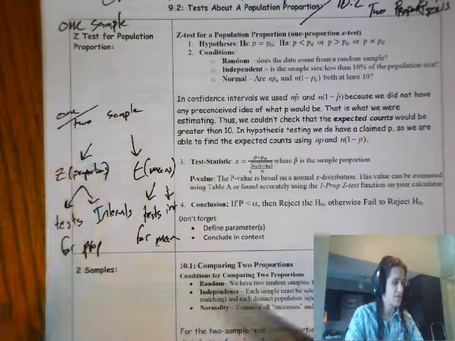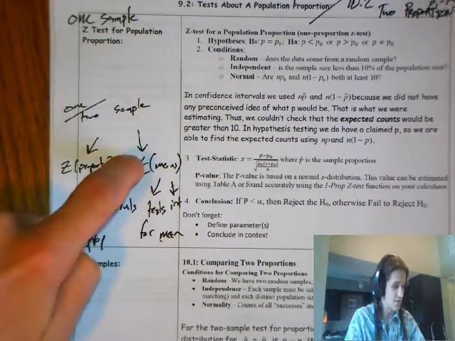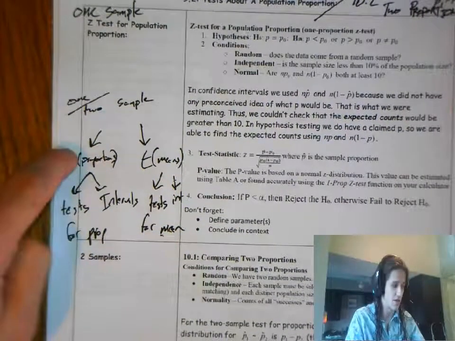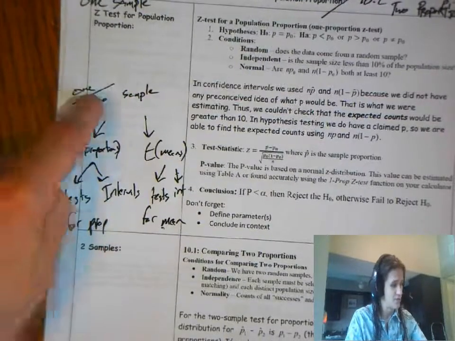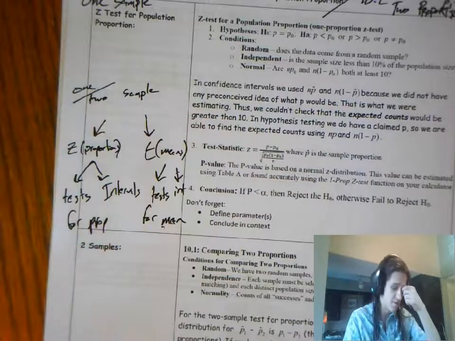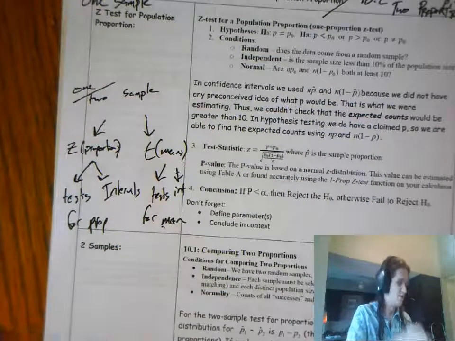We've got one sample Z intervals for proportions. We've got one sample T intervals for means. And we have the two sample versions. Two sample Z intervals for proportions. Two sample T intervals for means. And now we're going to introduce the interval, or excuse me, the tests part of this. I will be doing tests.